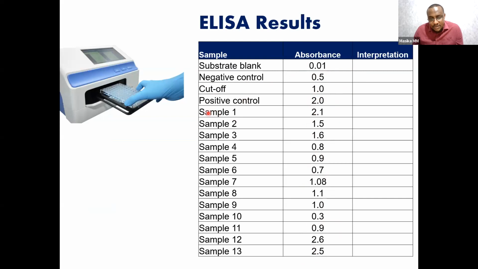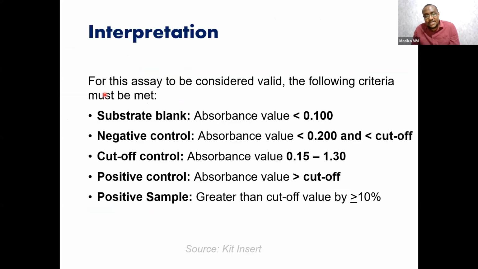So the question is, how do you know if sample 1 with this absorbance is positive or negative? How do you interpret these results? Because they'll just be numbers. You go to the next step, which is looking at the kit insert, which will have the cutoffs. You don't have to cram this, please. Each kit will have its own different numbers.